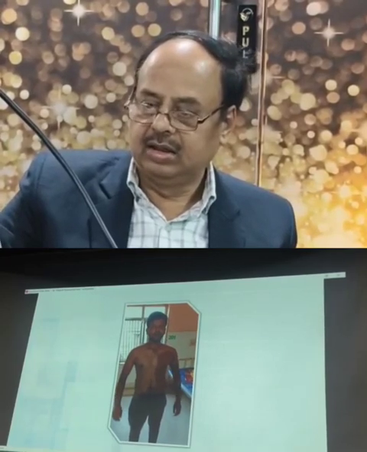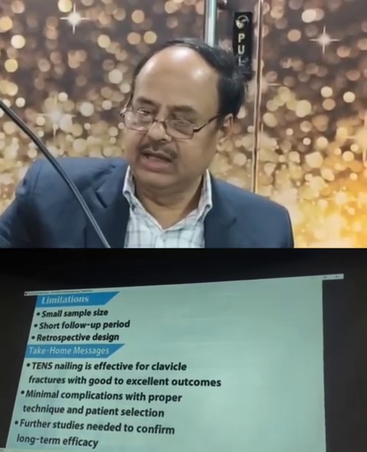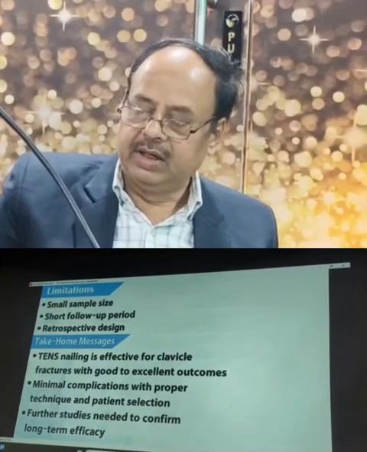to sports. And the limitations of this study: the number of cases included was small, the follow-up period was short, and it is a retrospective study, and a prospective study is required to establish this treatment as an attractive modality for mid-third fracture of the clavicle. So the take-home message is TENS nailing is effective for clavicle fracture with good to excellent results and minimum complications, with properly selected patients and properly performed technique.